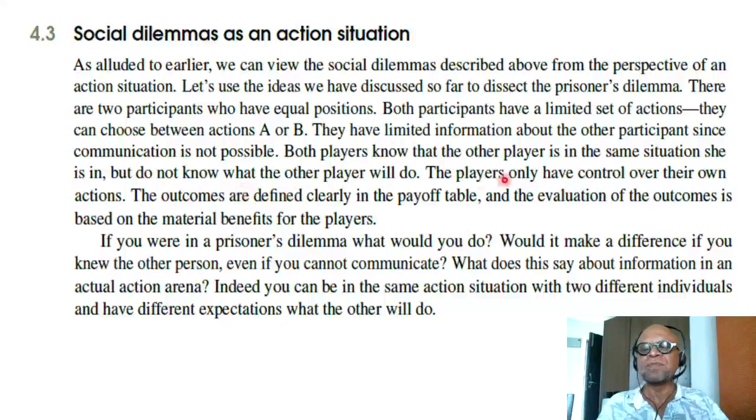But both players know that the other player is in the same situation she's in, but do not know what the other player will do. So they are taking a calculated bet. The players only have control over their own actions. The outcomes are defined clearly in the payoff table, and the evaluation of the outcomes is based on the material benefits for the players. So here you are playing blind and you are going to maximize your benefit, right?